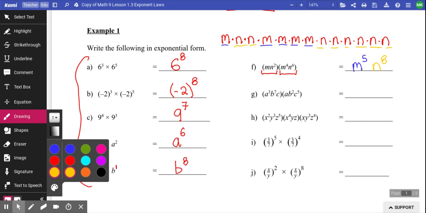So if you look at G, it's the exact same concept with just more letters. A can only go with A's. That means I have A to the power of 4. B's can only go with B's. So I have B to the power of 9. And C's can only go with C's. That gives me C to the power of 6.